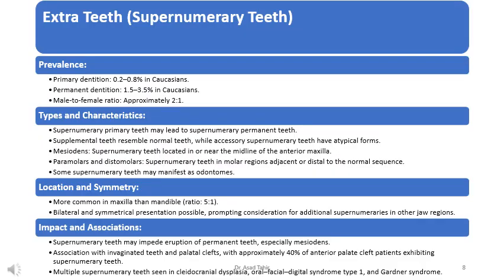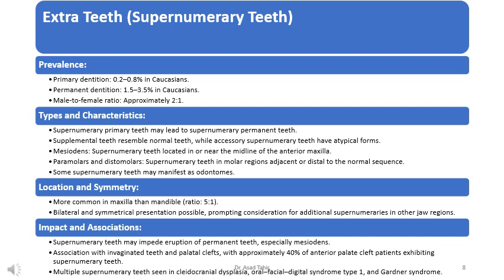Extra teeth, supernumerary teeth. Prevalence: primary dentition, 0.2 to 0.8% in Caucasians. Permanent dentition, 1.5 to 3.5% in Caucasians. Male to female ratio, approximately 2 to 1. Types and characteristics: supernumerary primary teeth may lead to supernumerary permanent teeth. Supplemental teeth resemble normal teeth, while accessory supernumerary teeth have atypical forms.